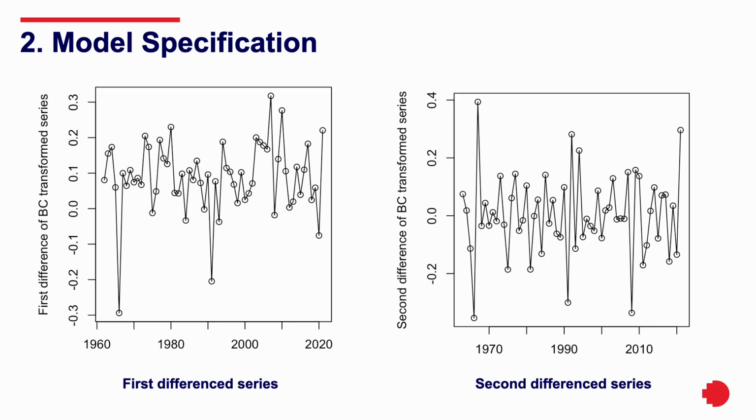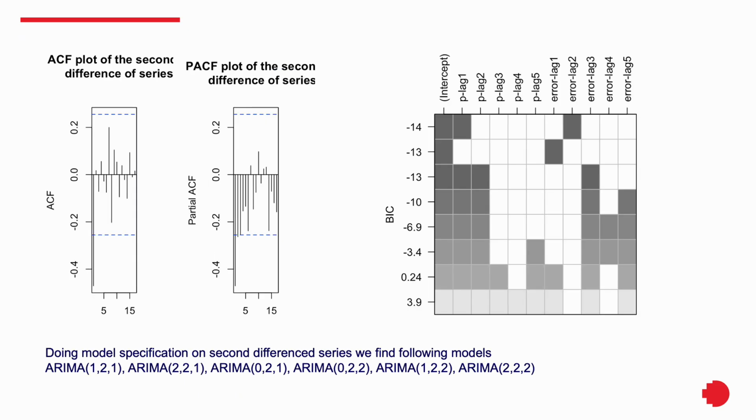Now we try to find ARIMA models by plotting ACF, PACF, EACF and BIC tables. From ACF and PACF we found ARIMA 121 and 221. From the BIC table we found ARIMA 122 and 222. After combining the plots, we have a total of 7 ARIMA models.